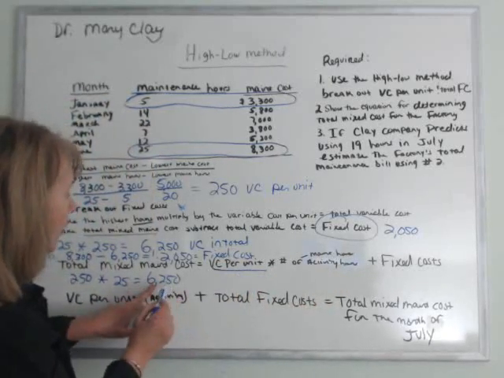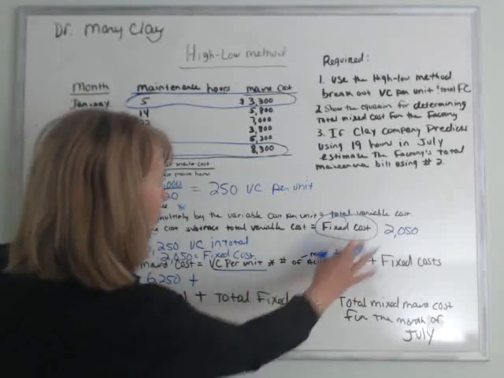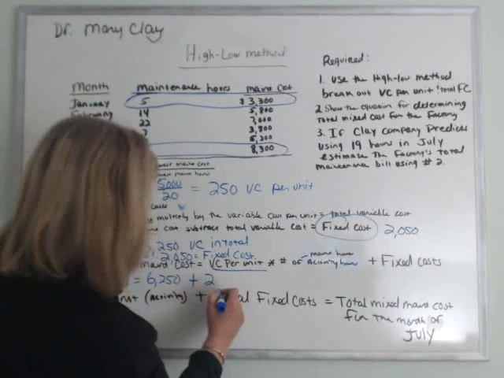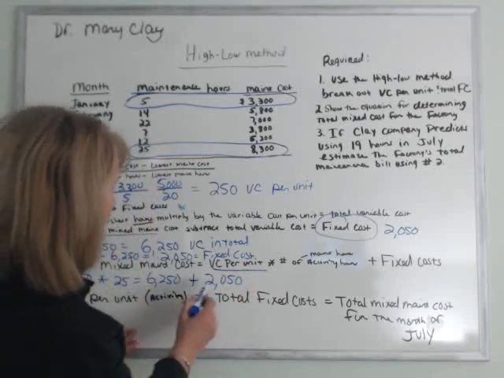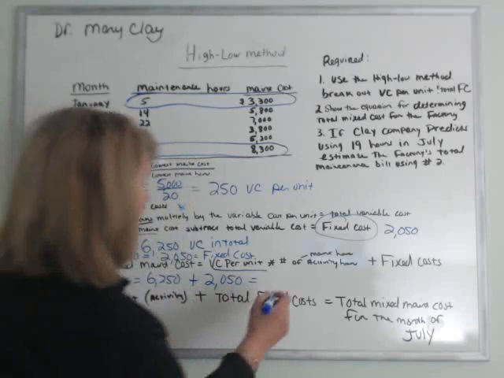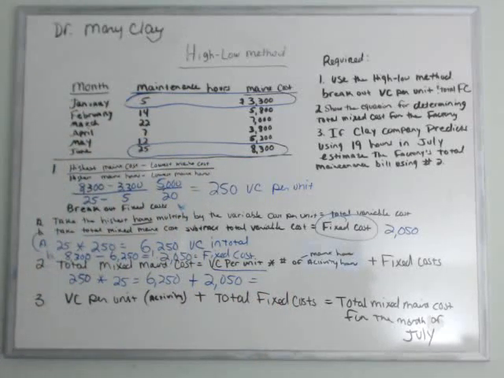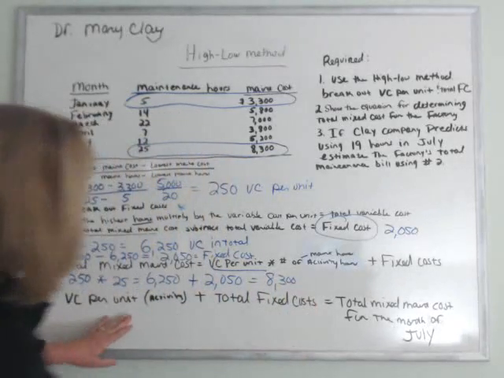You all know this is my total variable cost. And then I'm just going to add in my fixed costs, which are 2,050. So I'm going to take 6,250 plus 2,050, and that gives me my total maintenance costs of 8,300. Okay, so just another way to write this equation.